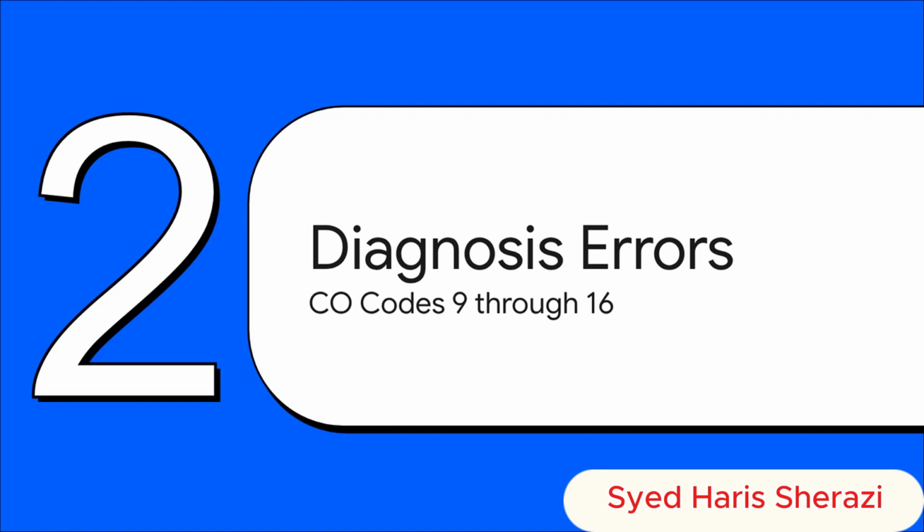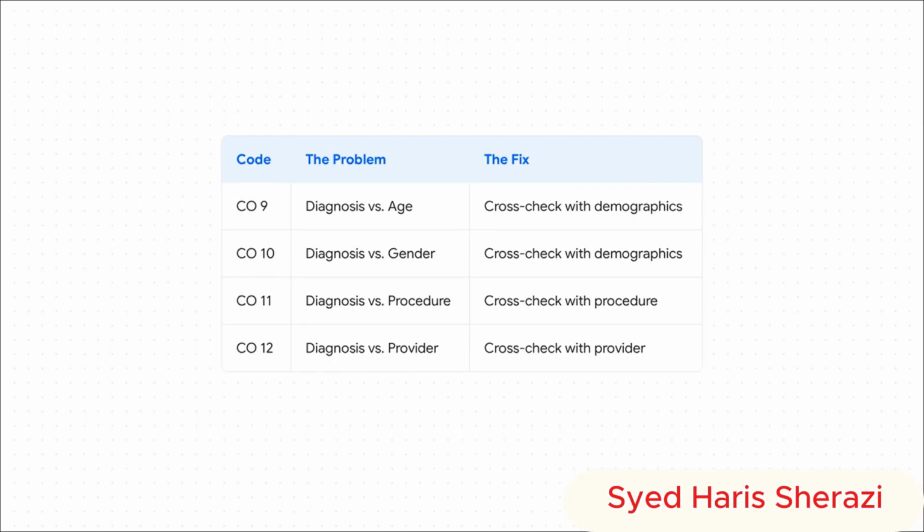All right, let's shift gears. Now we're going to talk about a whole other category of errors. And this time, the diagnosis code is the absolute anchor for the whole claim. If that diagnosis is off or the information supporting it is wrong, you can pretty much guarantee that claim is going to fail. You're starting to see a pattern here, right?